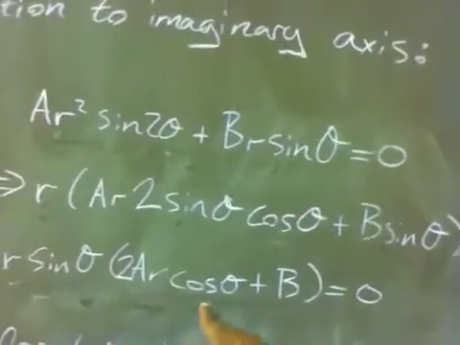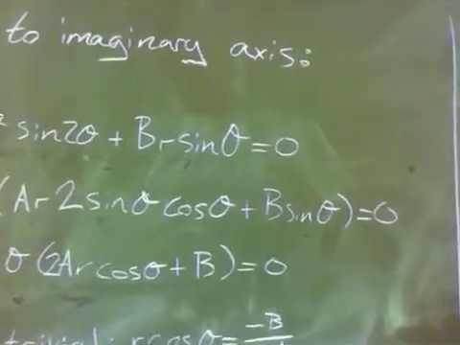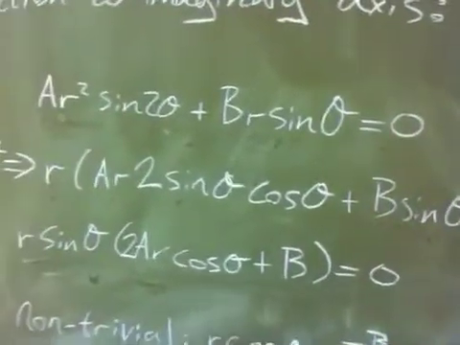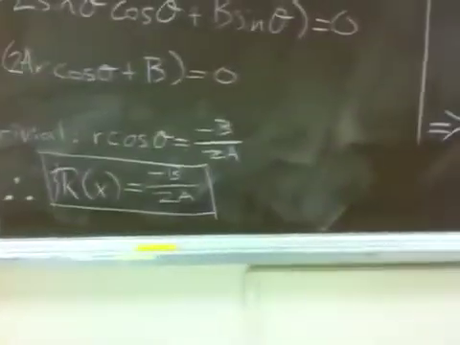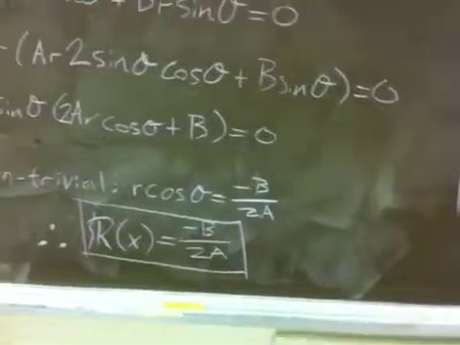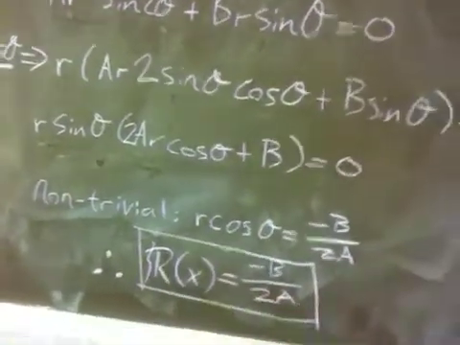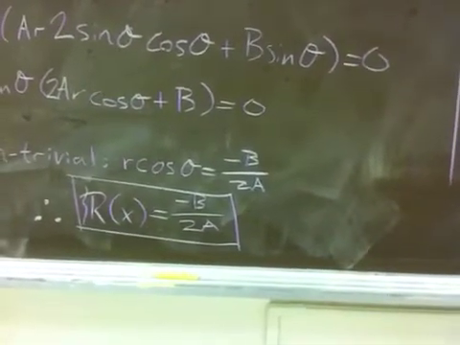If 2ar cosine theta plus b equals 0, then we can solve for r cosine theta, and we end up with this. And r cosine theta happens to be the projection onto the real axis of our solution. So we know the real part of our solution is negative b over 2a, which makes sense. That's half of the quadratic formula. Alright, so we're halfway done.